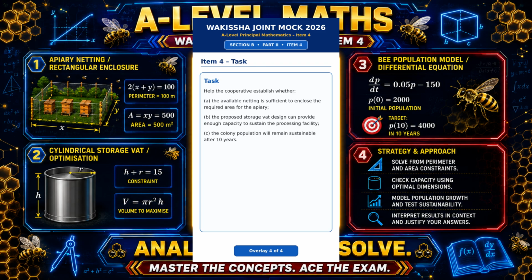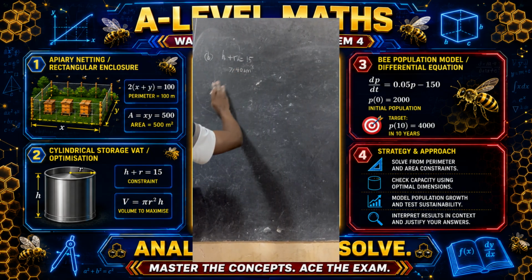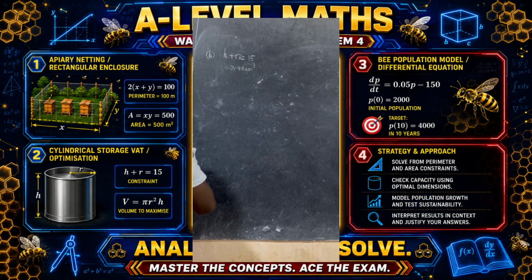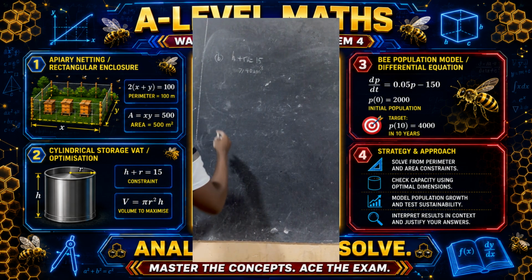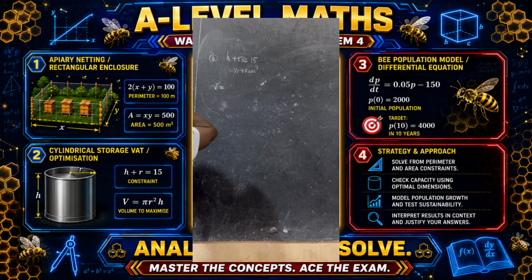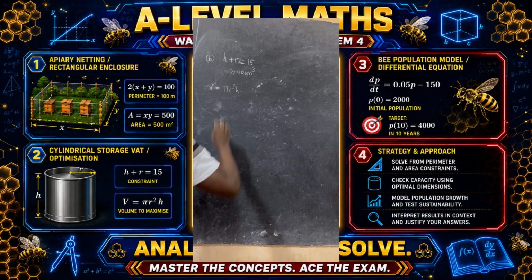So still we are going to consider our cylinder. They have given us H plus R equals 15, but the facility requires a storage capacity of at least 400. So we are going to say the volume of a cylinder is given by pi r squared h.